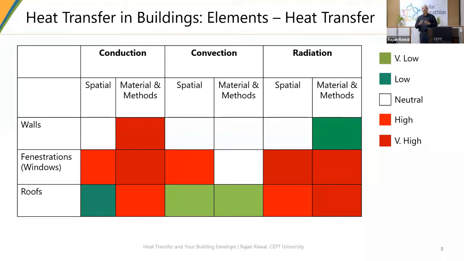When it comes to fenestration, the importance of fenestration is very much there when you talk about convection, conduction, and radiation. It is also very high, primarily because the material we use for the construction of fenestration is such that it has a high impact on conduction, a high impact on convection, and on radiation also. When it comes to roof, surely radiation is the most important aspect which you need to look at.